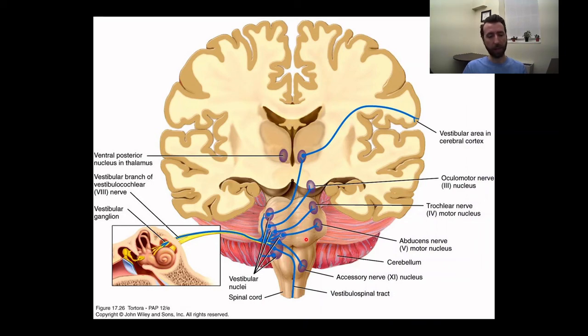These projections allow for the coordination of various aspects of maintaining balance and motor movements. We have projections down to the spinal cord, as well as to a few cranial nerves like oculomotor, trochlear, and abducens that are going to help with that. We also have projections up into, of course, the thalamus, our little sensory relay station, before being sent on to the vestibular area in the cerebral cortex.